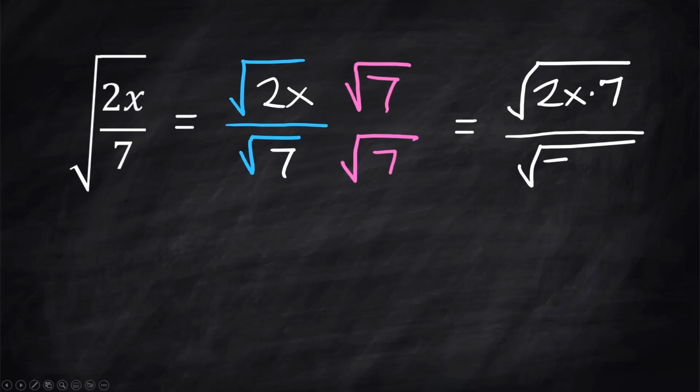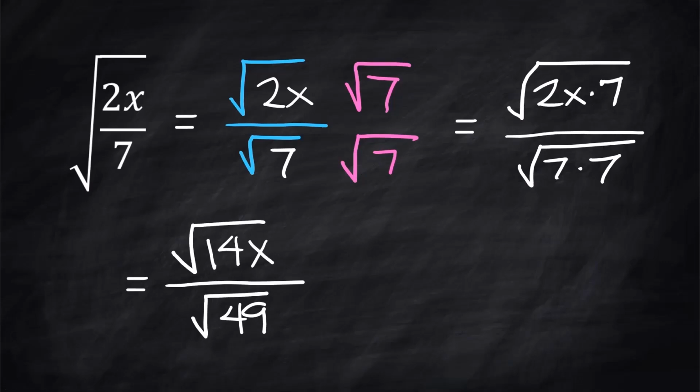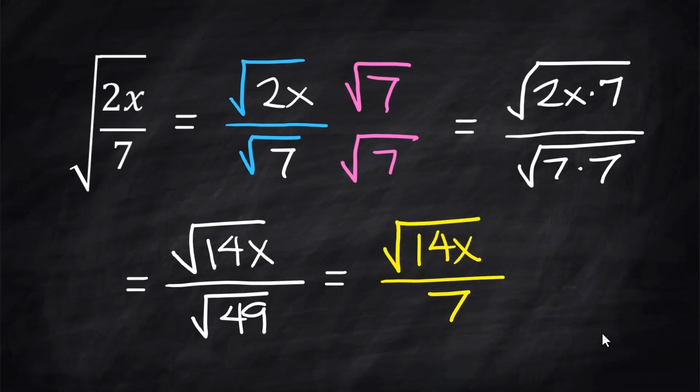We have the square root of 2x times 7. Remember, 2x times 7, that goes on the inside of one square root sign. And on the bottom, we have one square root sign, and we're going to do 7 times 7. 2 times 7 is 14, so 2x times 7 is 14x. And we have the square root of 49 because that's what 7 times 7 is. But 49 is a perfect square. It's 7 squared. So it's going to turn out exactly how you think it's going to turn out. Boom. Square root of 14x over 7.